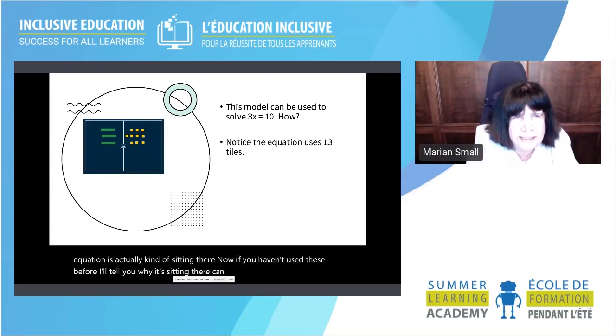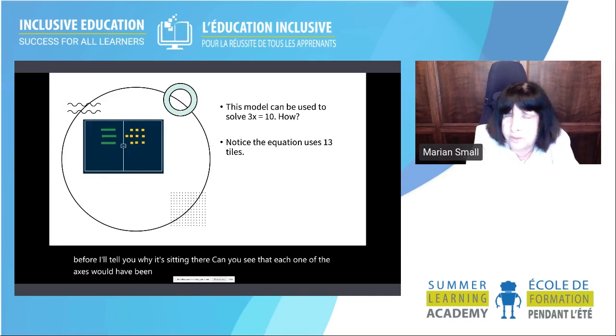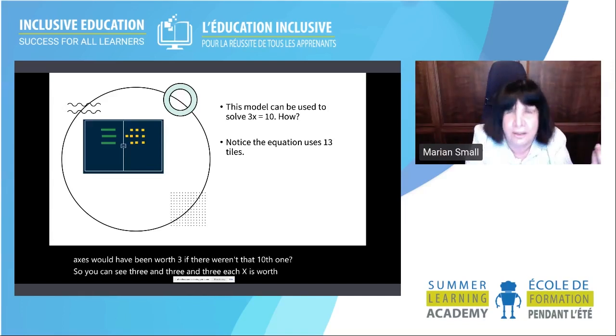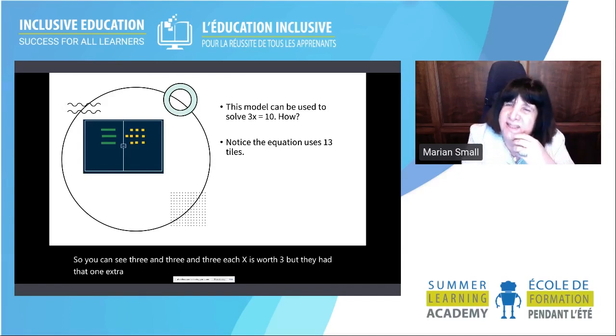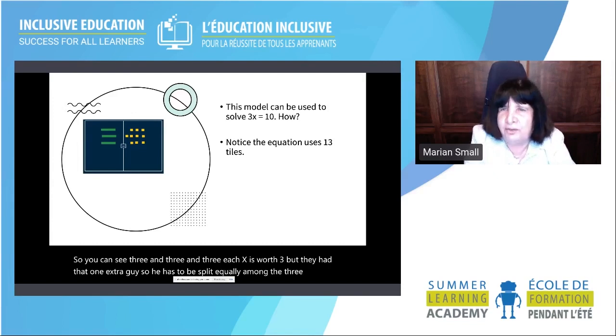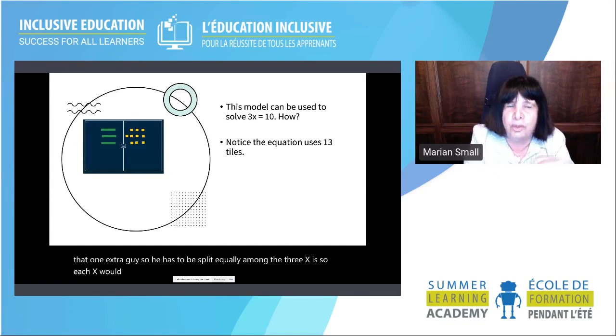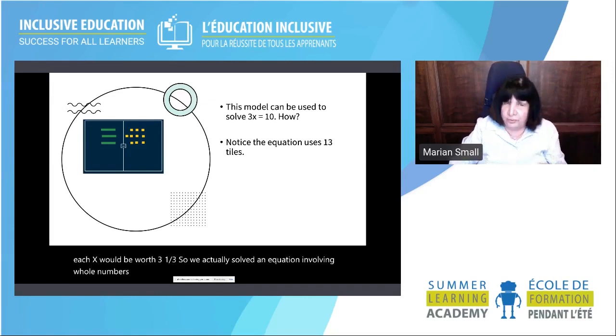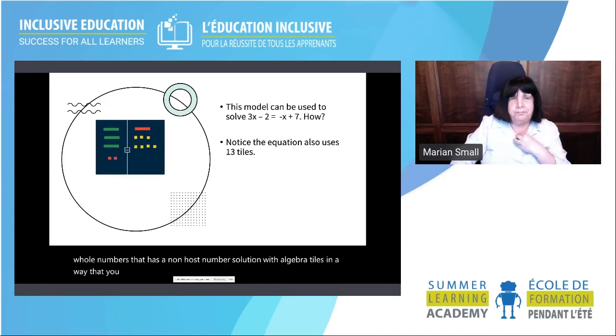Can you see that each one of the x's would have been worth 3 if there weren't that 10th one? So you can see 3 and 3 and 3. Each x is worth 3, but they have that one extra guy. So he has to be split equally among the 3 x's. So each x would be worth 3 and 1/3. So we actually solved an equation involving whole numbers that has a non-whole number solution with algebra tiles in a way that you can actually see it.